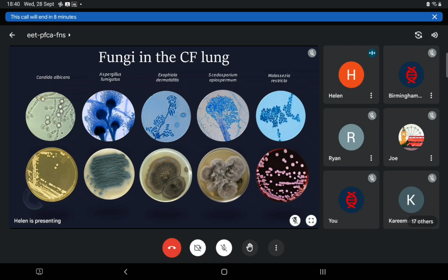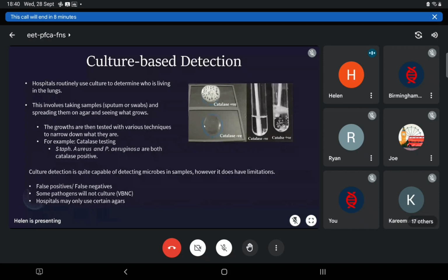So in the hospital, they use something called culture-based detection. Basically the patient will come in and provide a sample. That will be either coughing up some phlegm, some sputum, or we'll take a swab. We'll either swab right at the back of the throat, or we'll put a swab into the mouth and they'll cough onto the swab. Then we'll smear that on some agar and see what grows. And then those growths are tested further to determine what they are.